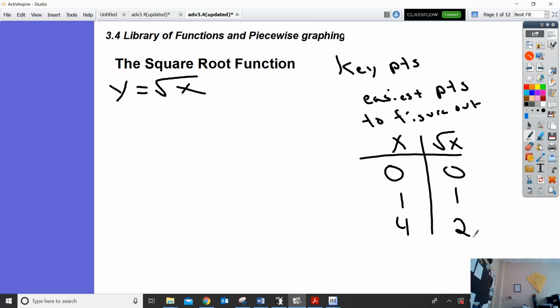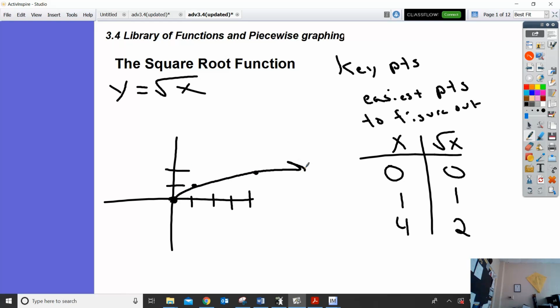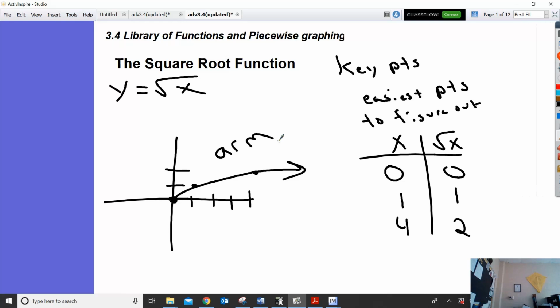Okay? 0, 0 exists. 1, 1 exists. 4, 2 exists. We call this the arm. It's usually called the arm.